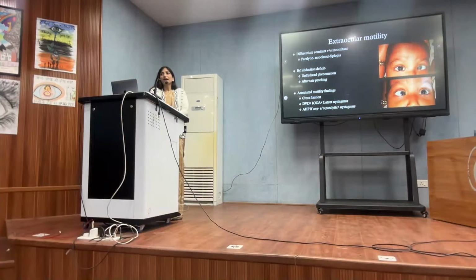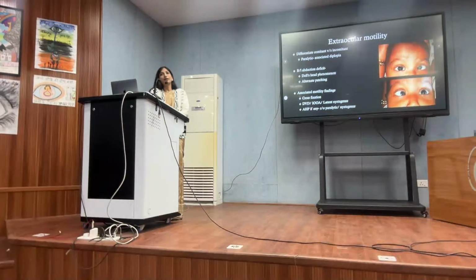Next important thing, after measuring the deviation, you need to see the extraocular motility. Okay, is the motility full and free in all directions of gaze, or is there a limitation? Is it paralytic? Is it restrictive? In most of the infantile esotropias, you see as if there is a partial abduction deficit in both the eyes. You have to rule out sixth nerve palsy. How can you do that? You try to rotate the child's head. That's called the doll's eye maneuver.